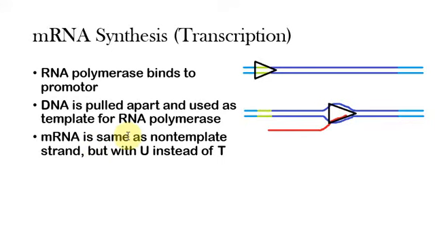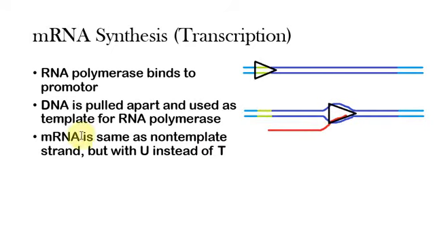mRNA will be exactly the same as the non-template strand, which is the one that's not being used to be coded, but there will be a slight difference in that it uses U, which is uracil, as one of its bases instead of T, which is thymine. That's another one of those slight chemical differences between the two nucleic acids.